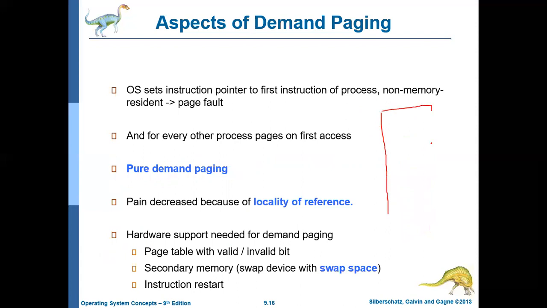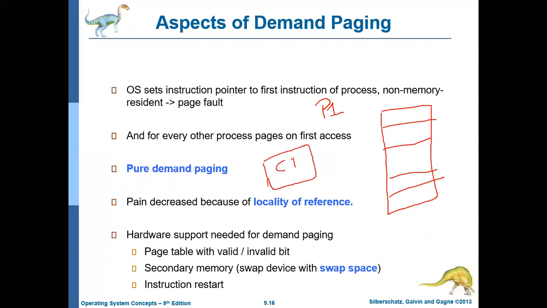Okay, when you are going to execute a new process P1, none of the pages corresponding to P1 will be available in the main memory. Zero pages. Okay. The CPU creates a logical address, say the first address. But obviously none of the pages were loaded.